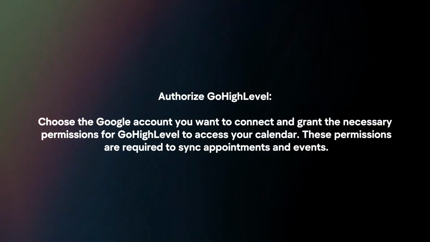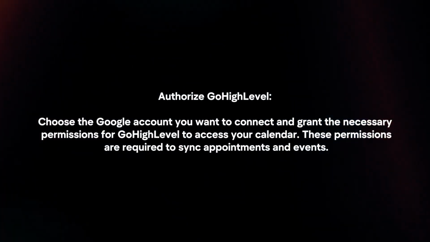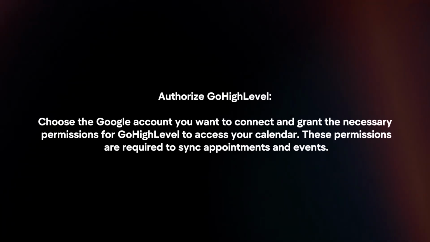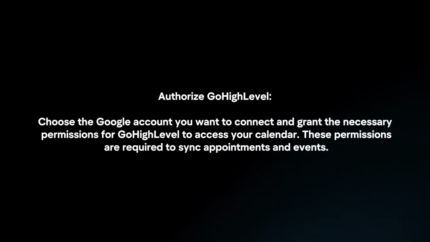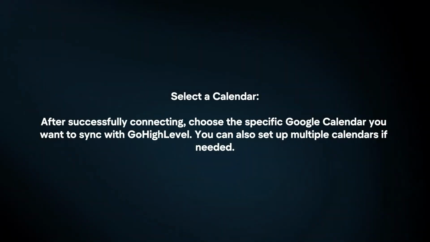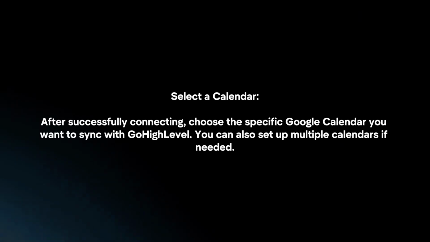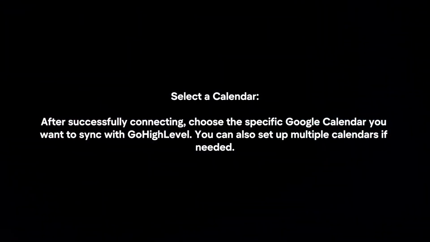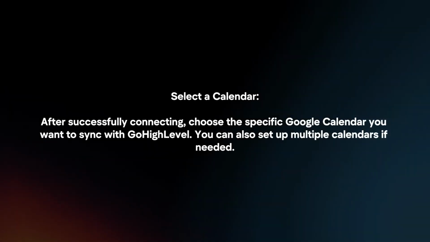Authorize GoHighLevel. Choose the Google account you want to connect and grant the necessary permissions for GoHighLevel to access your calendar. These permissions are required to sync appointments and events. Select a calendar. After successfully connecting, choose the specific Google Calendar you want to sync with GoHighLevel. You can also set up multiple calendars if needed.